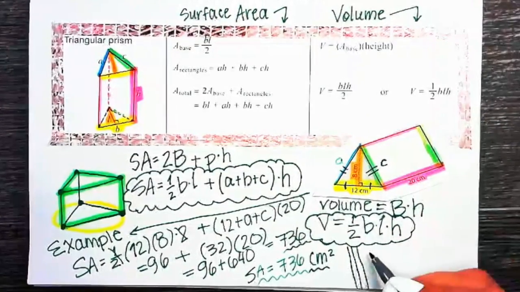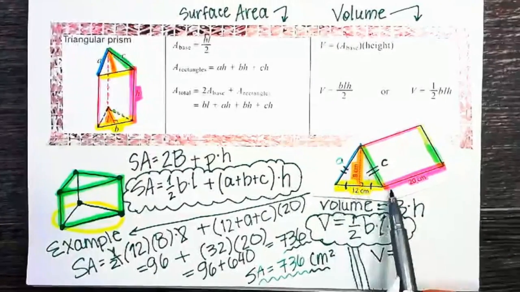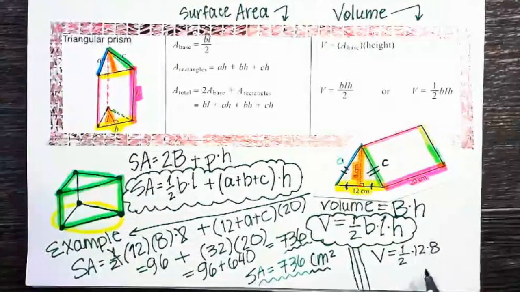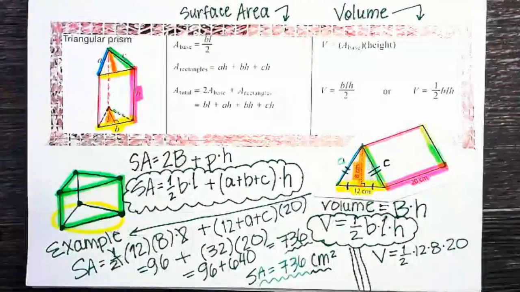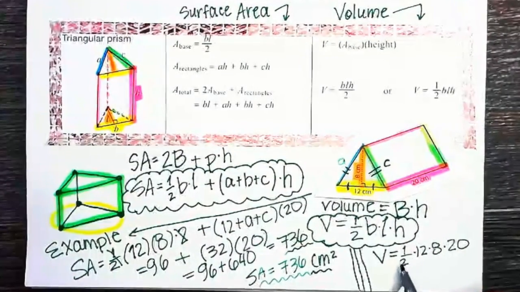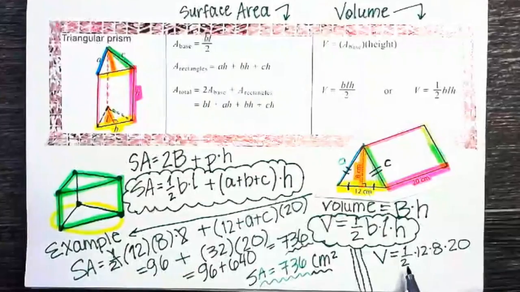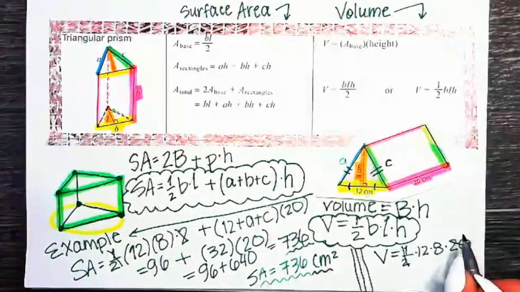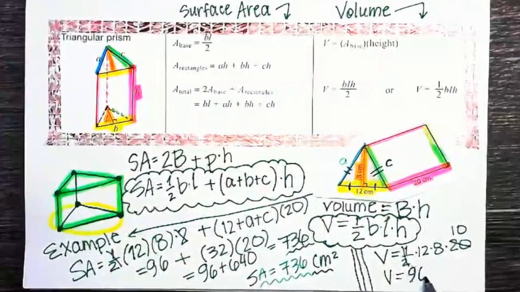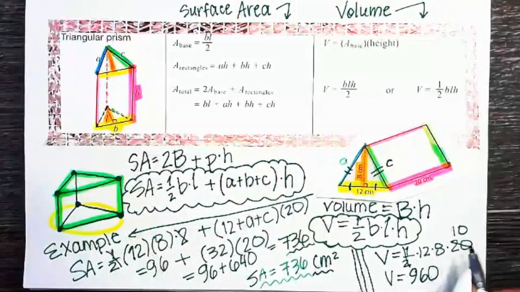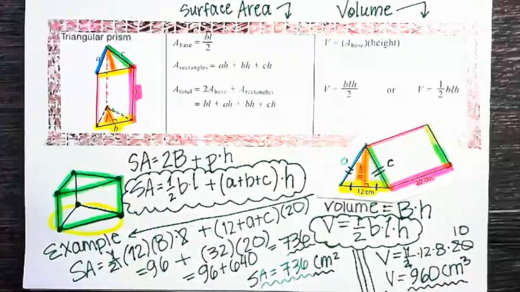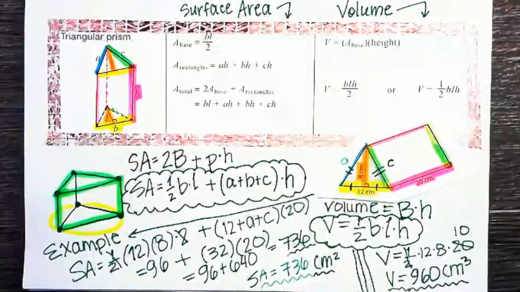Okay, let's do the volume. Area of the base again, times the height. 12 times 8 is 96. Half of 96 is 48. Or actually, let's do it this way. I'm going to take the half of 20 to make this 10. 96 times 10, 960. That's a little easier. Centimeters times centimeters times centimeters. Centimeters cubed. The volume is 960 centimeters cubed.